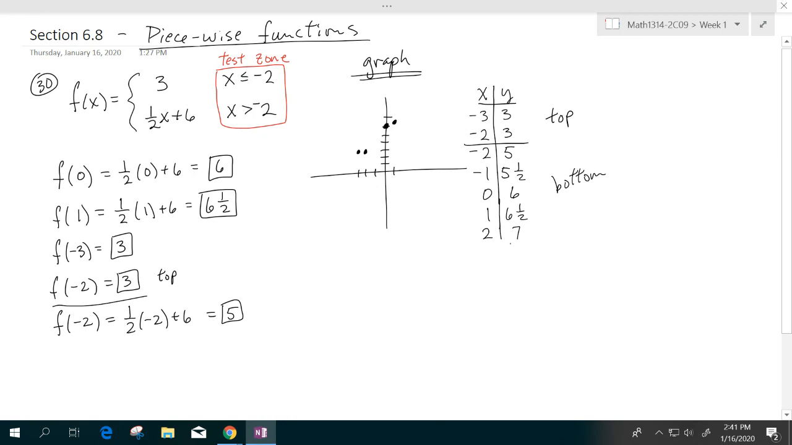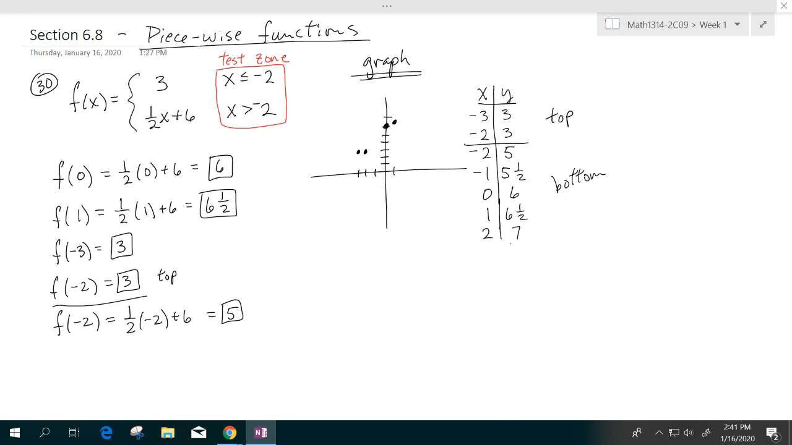I'm confused. Why? So the first -2, plug it in with the 3, right? Okay, so why do we plug the second -2 in with the other? The reason we did that is because -2 is the transition point, and whatever the transition point is, you have to plug it into both of them.